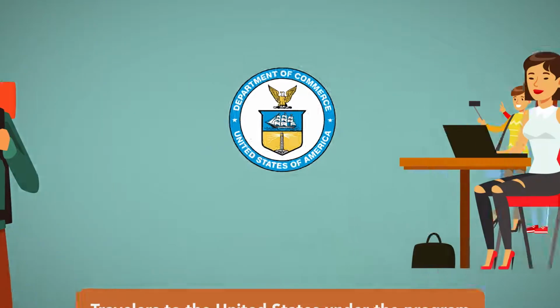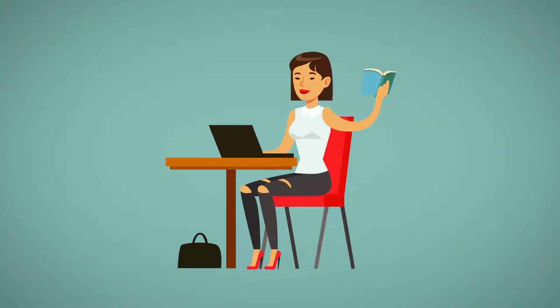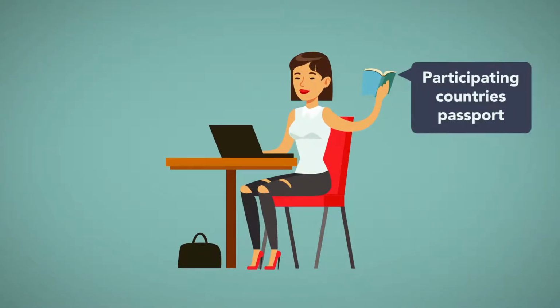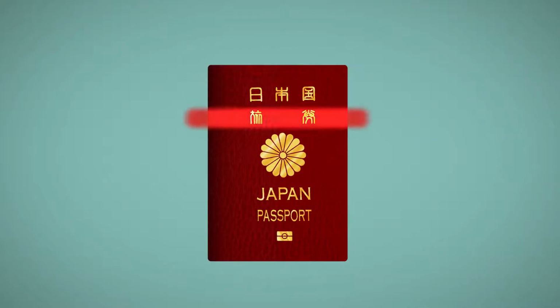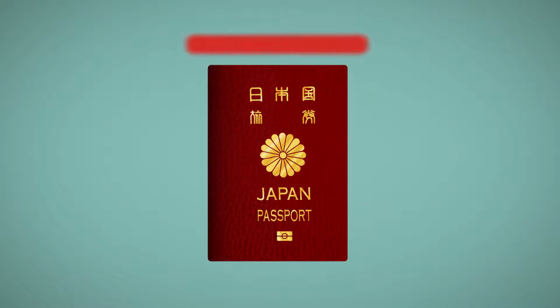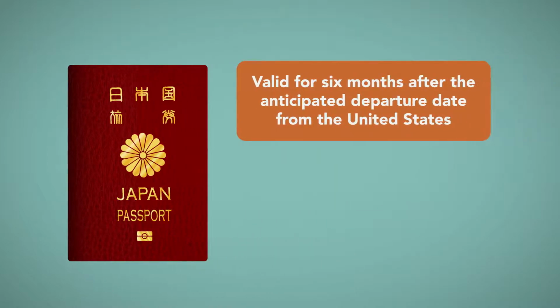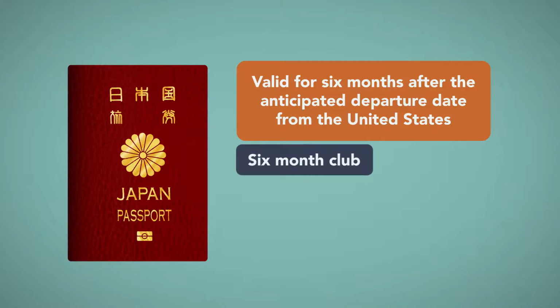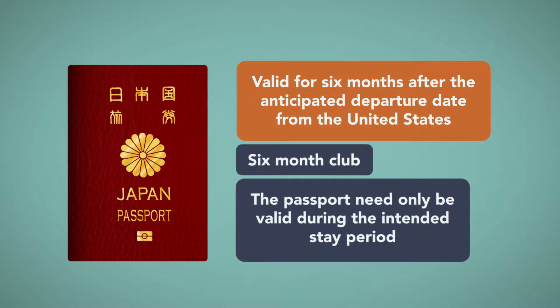The first requirement for a foreign national to take advantage of the Visa Waiver Program is to be a passport-holding citizen of a participating country. The passport must be an electronically scannable e-passport and must be valid for 6 months after the anticipated departure date from the United States, unless the holder is from a country in the 6-month club, in which case the passport need only be valid during the intended stay period.